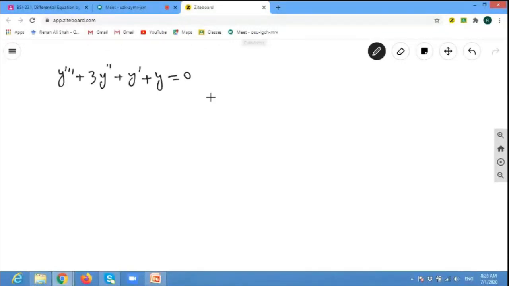So to find the three roots of this characteristic equation, m cube plus 3m square plus m plus 1 equal to 0, how do we find the three roots of this algebraic equation? This is complicated as compared to the quadratic equation.